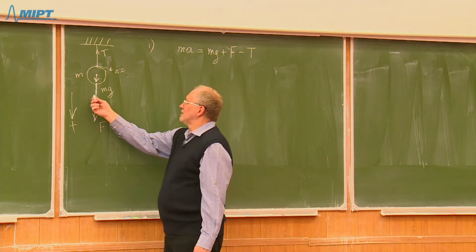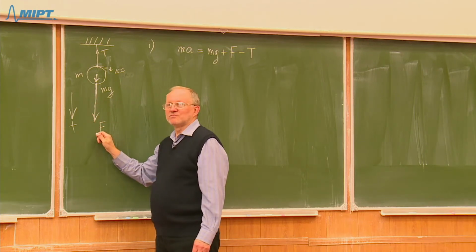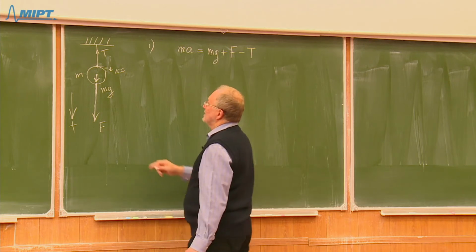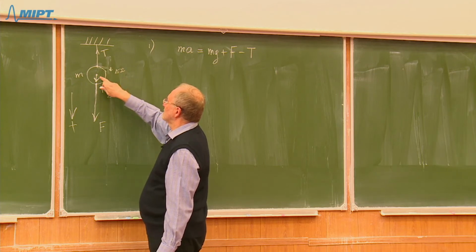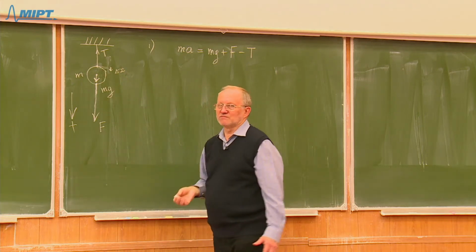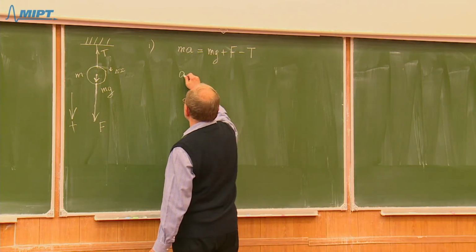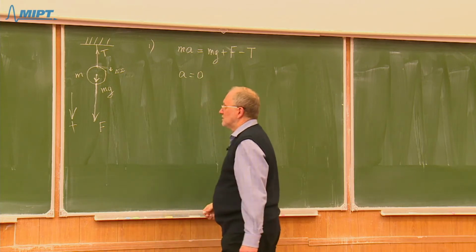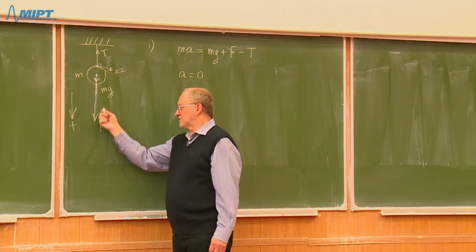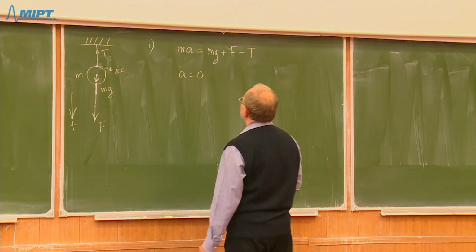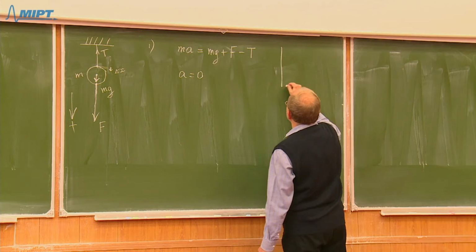Now, if I pull the string with force F and slowly increase this force, very slowly, then the ball will be displaced by some distance. But as the process is very slow, the acceleration will be very, very close to 0. The acceleration will be practically 0 if the force F as a function of time is a very slowly increasing function. Then the acceleration is 0. Let's show this situation here.